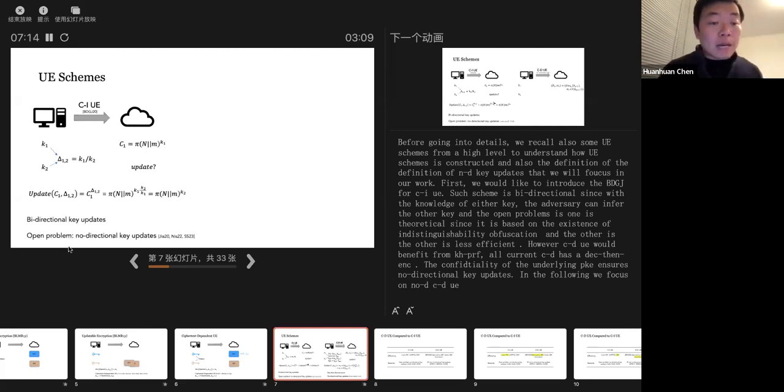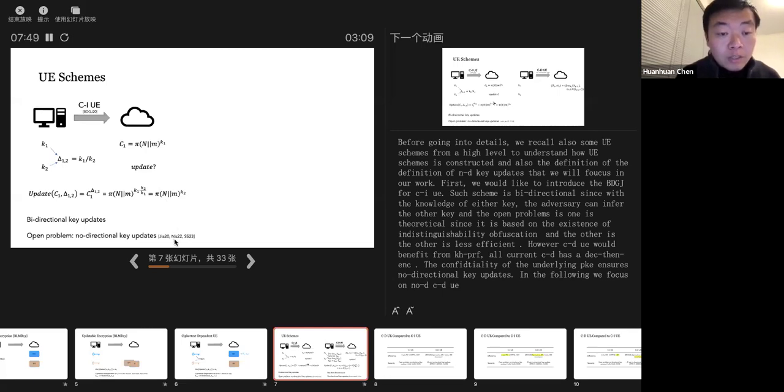That is called bidirectional key updates. Compared to no directional key updates, it has more leakage. No directional key updates means that even if you give K1 and the token, you cannot recover K2, and even if you give K2 and the token, you cannot recover K1. That's called no directional key updates. For ciphertext independent UE, an open problem is to construct no directional key updates.